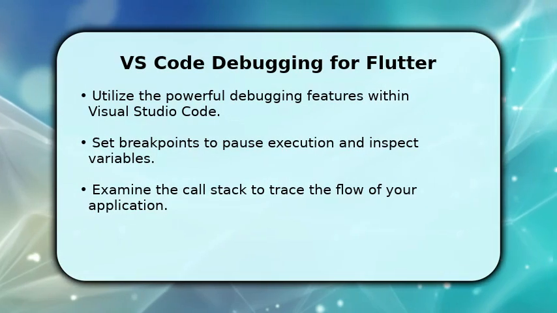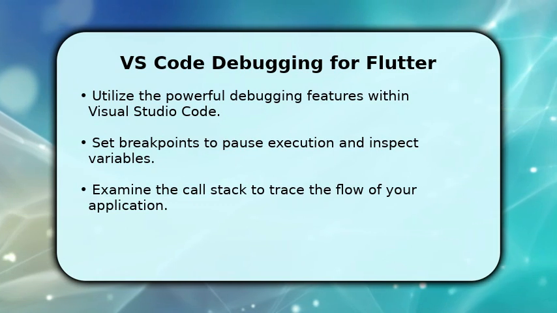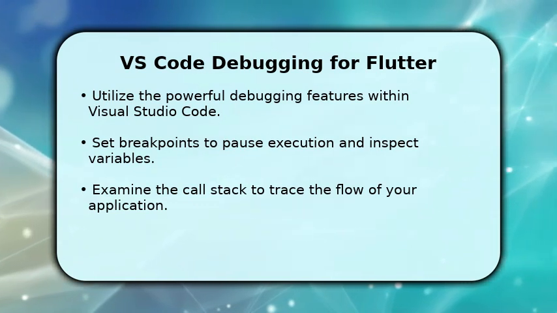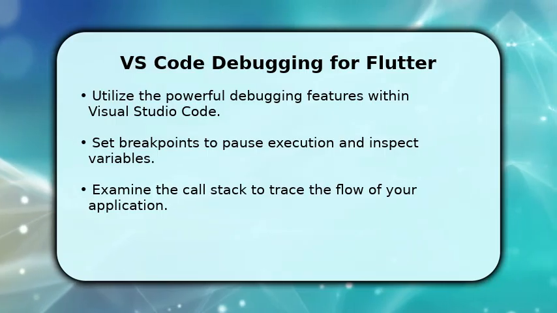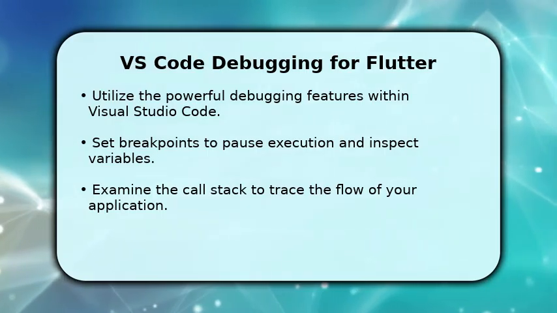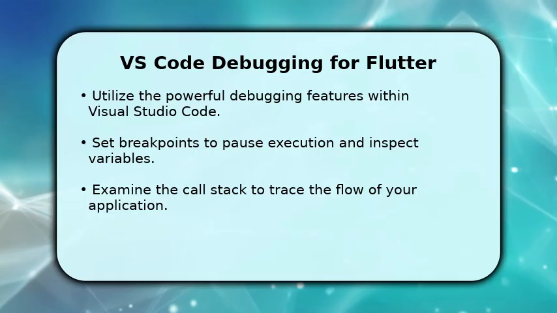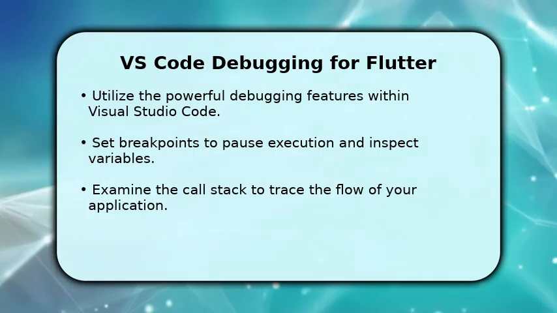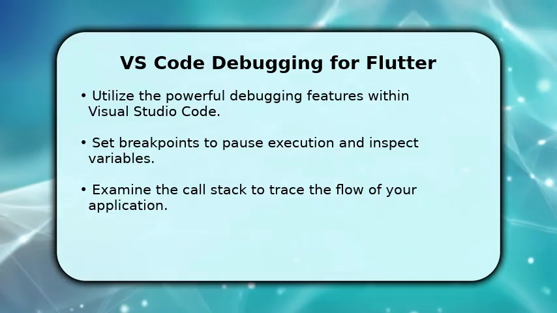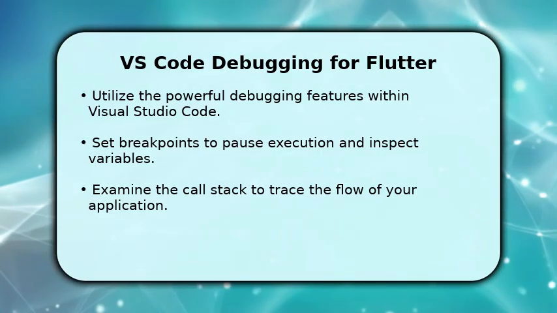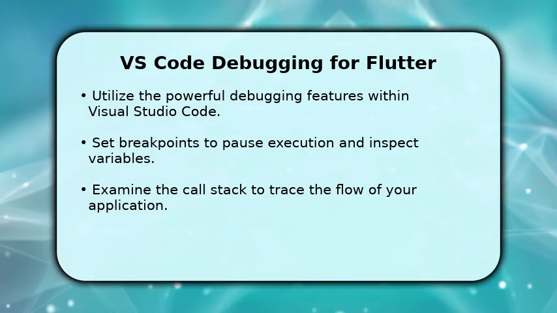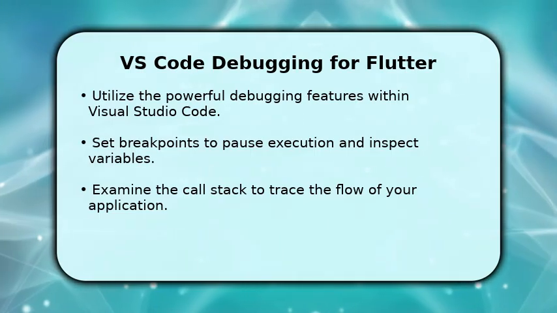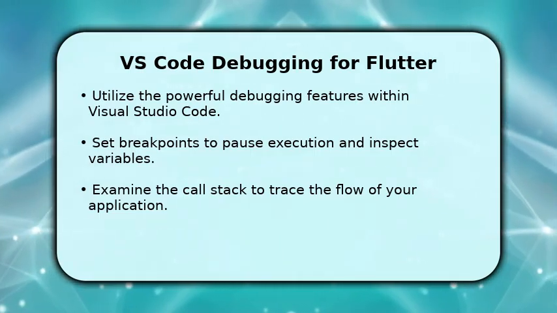Visual Studio Code offers robust debugging tools essential for Flutter development. You can set breakpoints at specific lines of code to pause your application's execution, allowing you to inspect variable values and understand program state. The integrated debugger also lets you step through your code line by line, helping you pinpoint exactly where an issue originates. This powerful functionality is crucial for efficient error resolution.